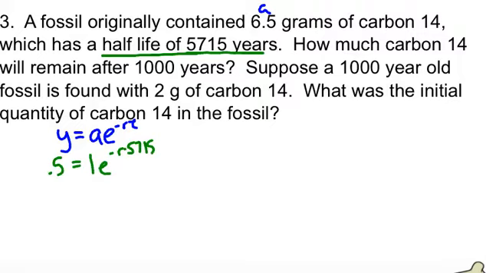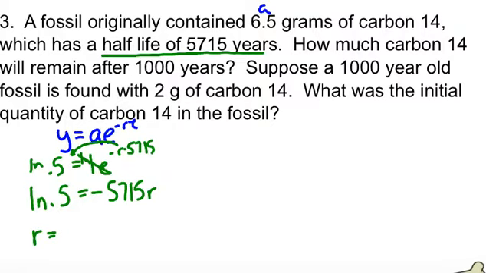And I'm going to use this information to find out what r is. So this is just 1 times e to the negative 5715r, we can ignore the 1. We need to take the natural log of both sides so that we can bring this down in front. That got a little messy, but we have the natural log of 0.5 equals negative 5715r, and this is the natural log of e, which we can cancel out. So now we can solve for r, just divide both sides by negative 5715. And we end up with r as 0.00012.